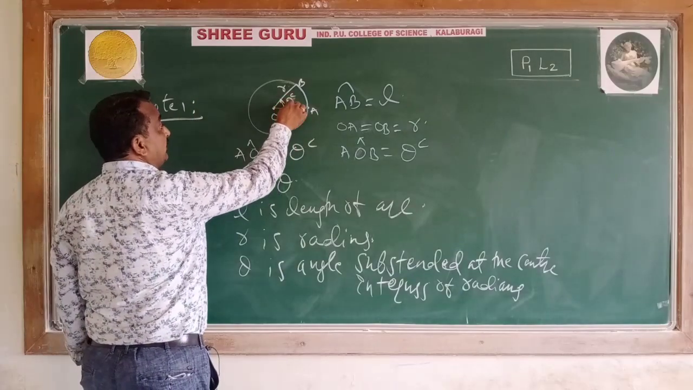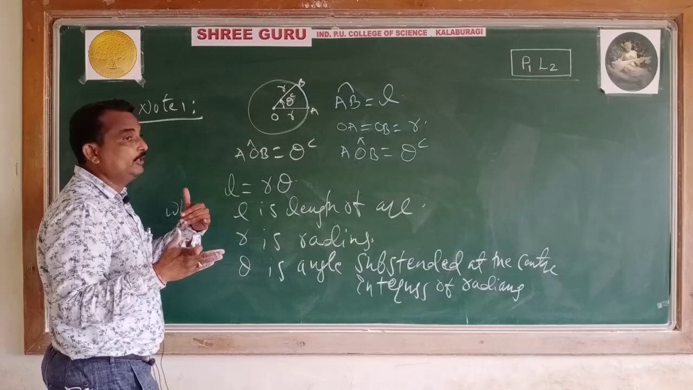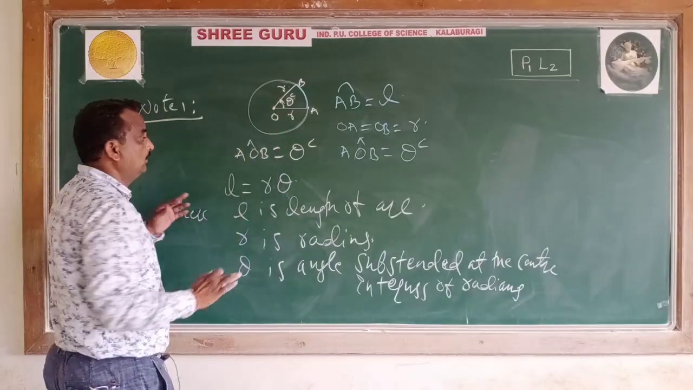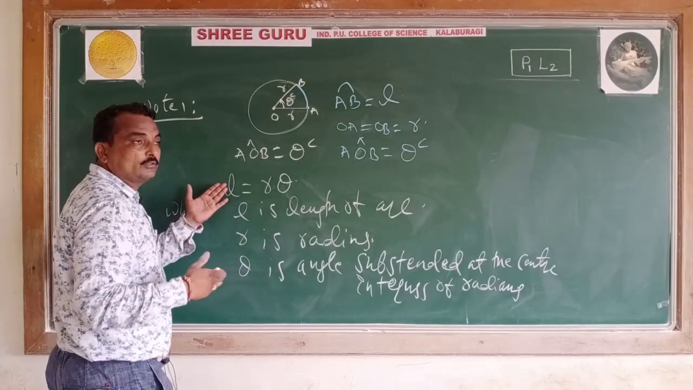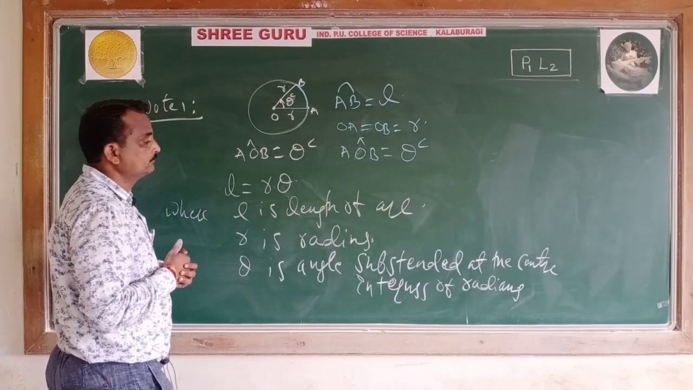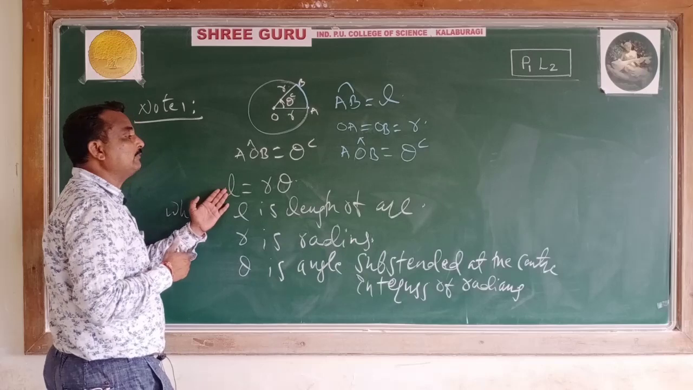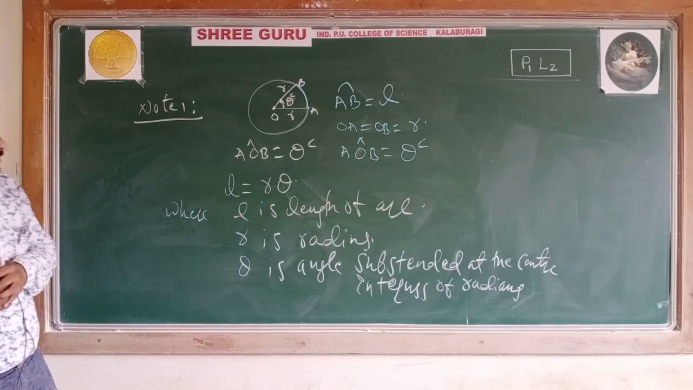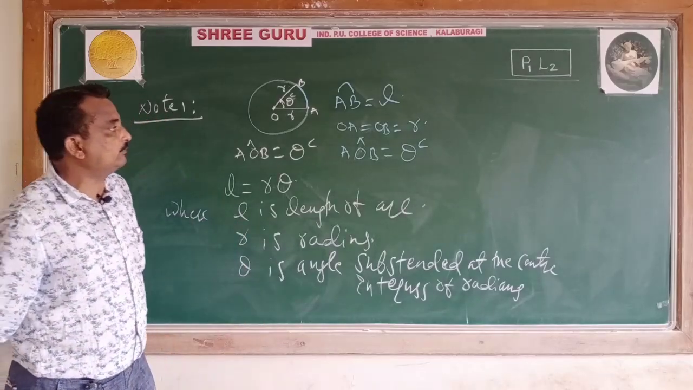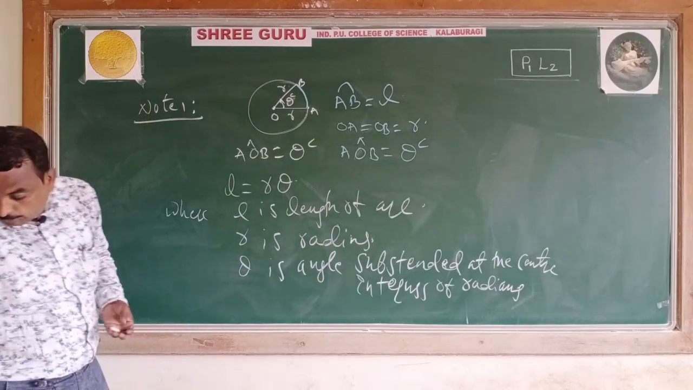When the radius and theta are given, if theta is given in degrees, you have to convert it into radians and substitute here. Suppose the length of an arc and angle subtended are given, you may have to calculate the radius. Or the radius and length of an arc are given, and you calculate the angle subtended at the center. He may ask for that angle either in radians or in degrees. You may have to convert into radians. And one more thing.